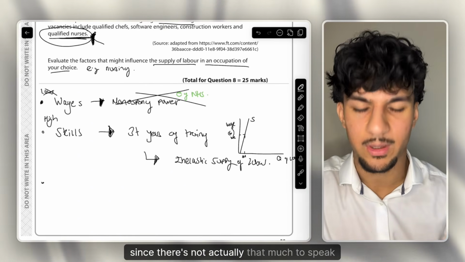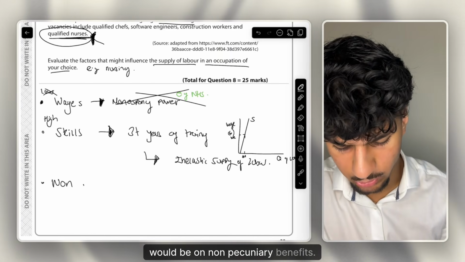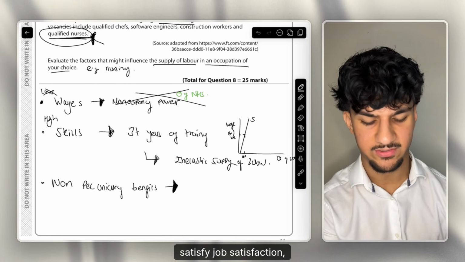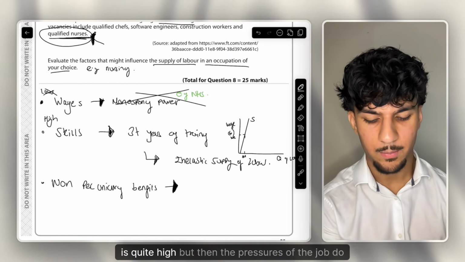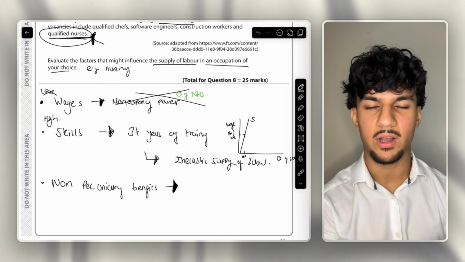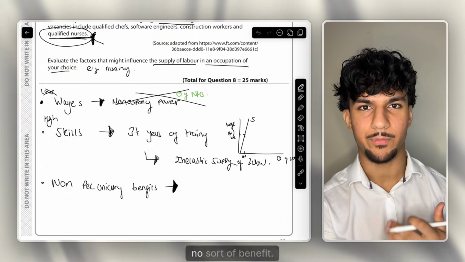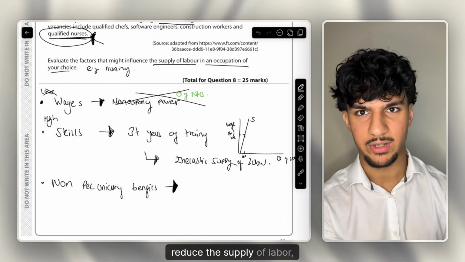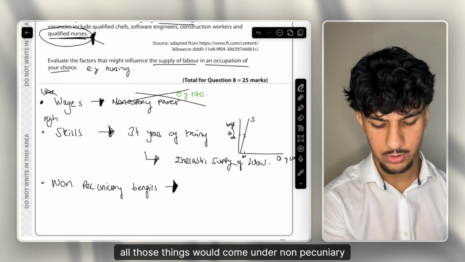And for this question, since your paragraphs are probably not going to be too much in depth, since there's not actually that much to speak about, I would do a third paragraph, which would be on non-pecuniary benefits. These are things like non-monetary benefits, like job satisfaction, which of course in nursing, since you're helping humans, is quite high, but then the pressures of the job do wear that down. So you can mention that things like working conditions, the very poor working conditions would, of course, be no benefit. It's a negative, isn't it? It would definitely reduce the supply of labour. Career progression, social status, all those things would come under non-pecuniary benefits.